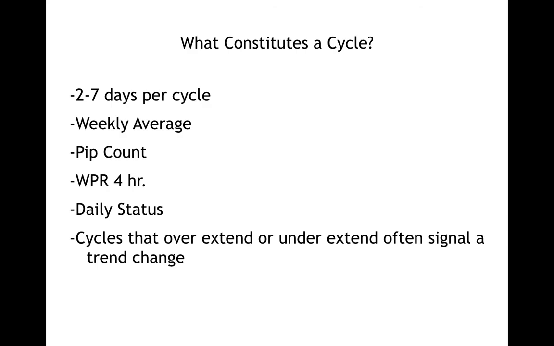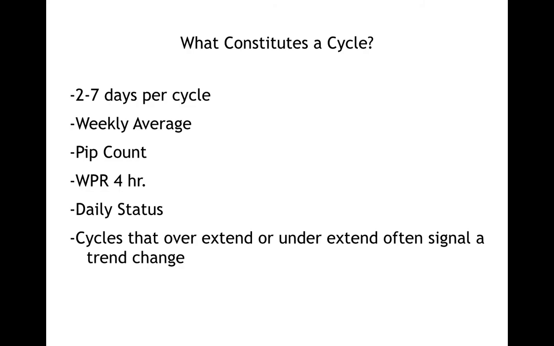You're going to look at the Williams percent R on the 4-hour, so it's going to fluctuate between overbought and oversold, or oversold and overbought, to accomplish a cycle. It can complete 2 cycles of being overbought or oversold before it fulfills the pip count. Okay, that does happen. You're going to look at the daily status, so you know what the pip count should be.